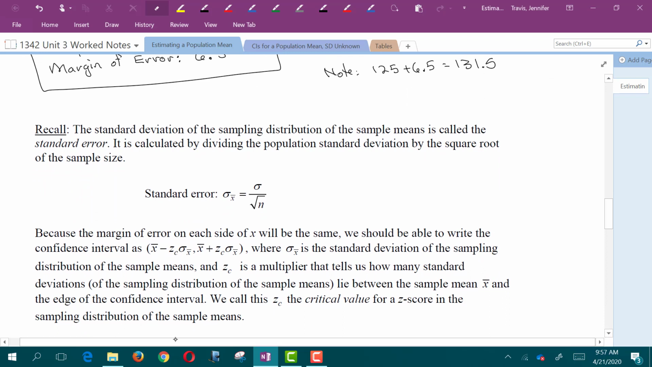So remember our margin of error on each side of X bar, and I lost a bar, is going to be the same. And so instead of writing the margin of error as just E, we turn that margin of error into some multiple of the standard error. Okay, so what I'm calling here is Z. That stands for Z critical.